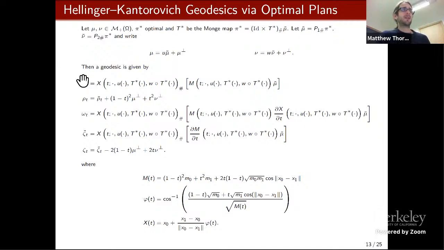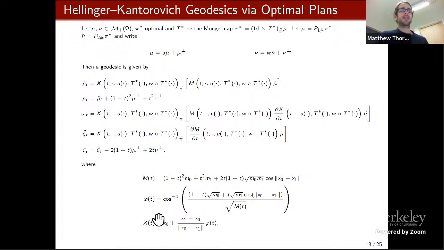Okay, in that case, one can write down the geodesics. So we have this rho tilde, which is the mass that's transported from mu to nu. This, of course, is a push forward of a measure with respect to mu tilde. This capital M here is the mass along the geodesic, and this x is the trajectory. The trajectory is a straight line.